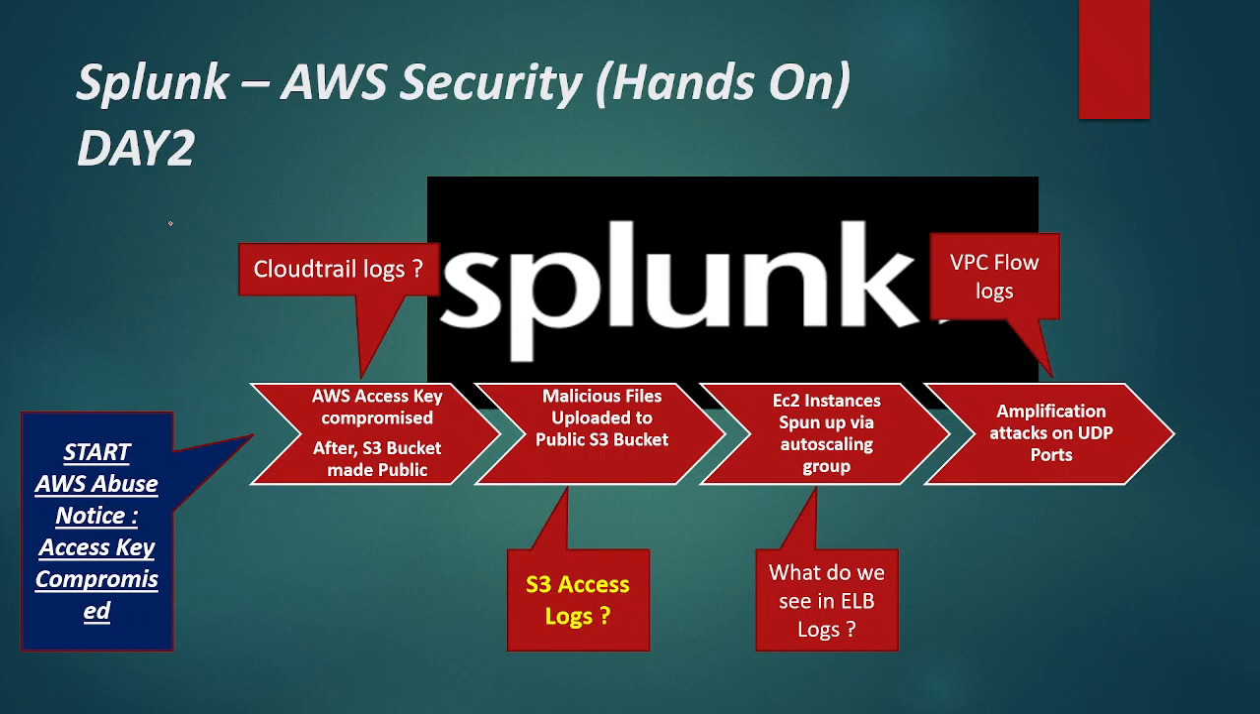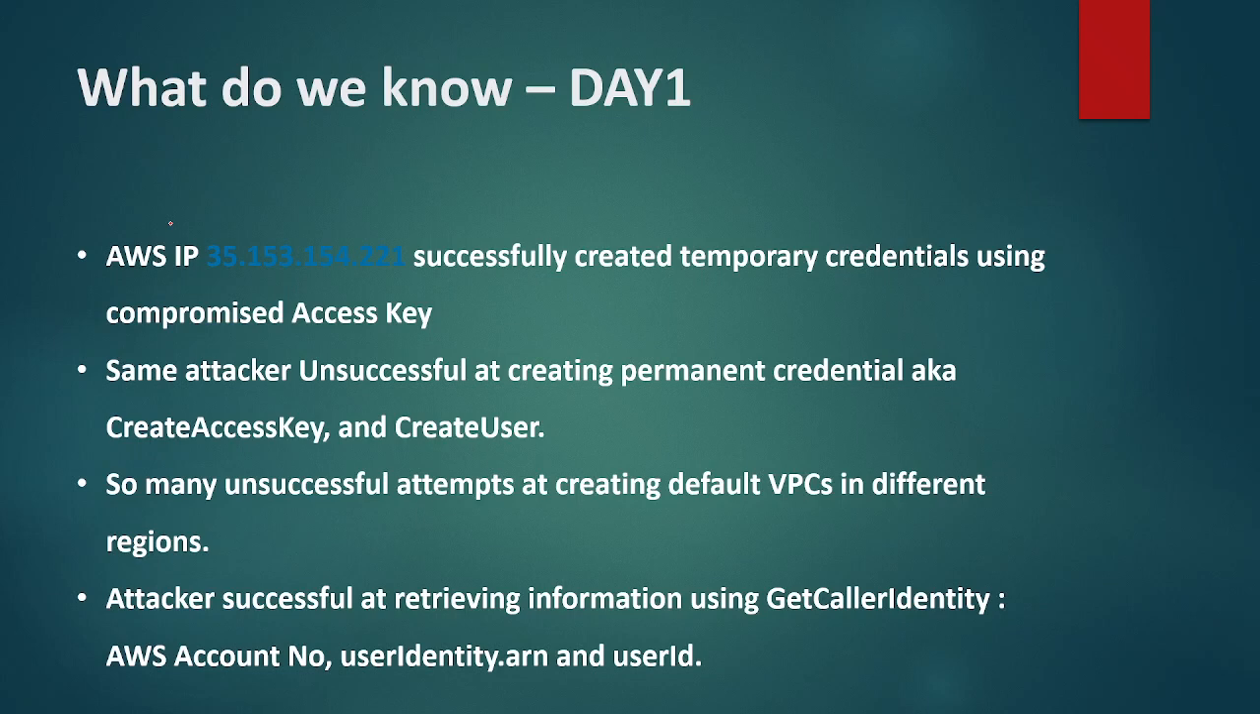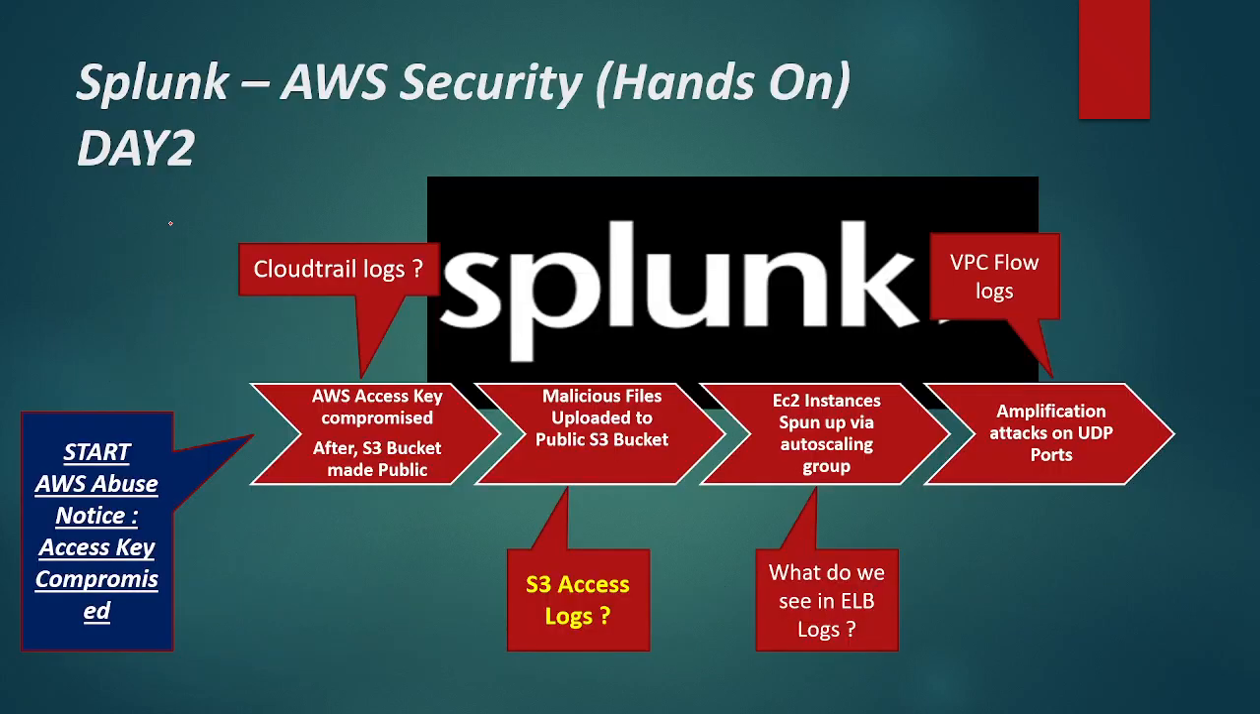Today we will be focusing on S3 access logs. I would just like to make you recollect what we did in the day one video. I highly recommend that if somebody has not seen the day one video, the link will be in the comment section. We saw that the access key was exposed, posted in a public GitHub repository. We saw permanent credentials, and we also saw temporary credential creation. We saw unsuccessful attempts at creating default VPCs in different regions and some of that stuff. So today our scenario begins with the internal IT support guy misconfiguring the bucket.